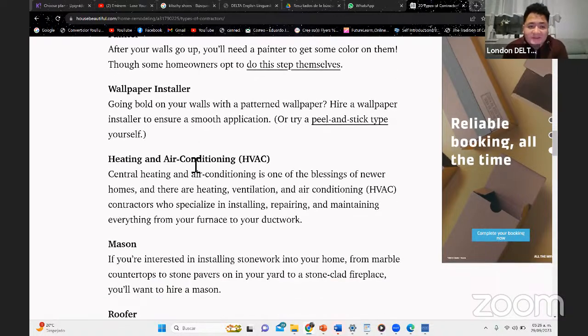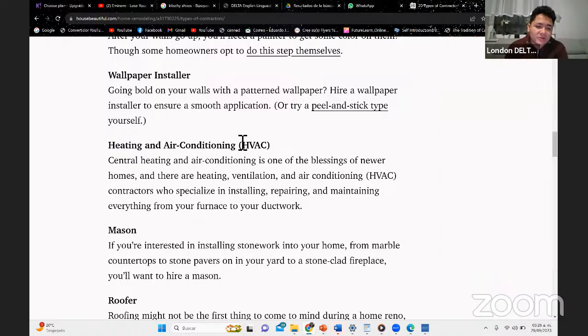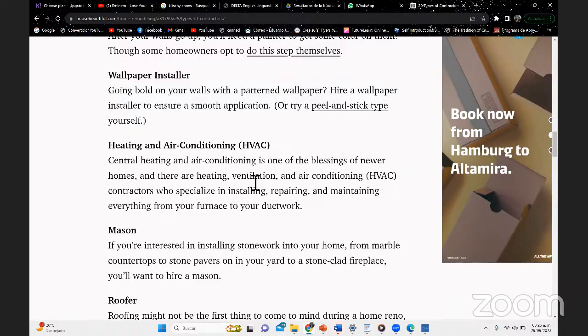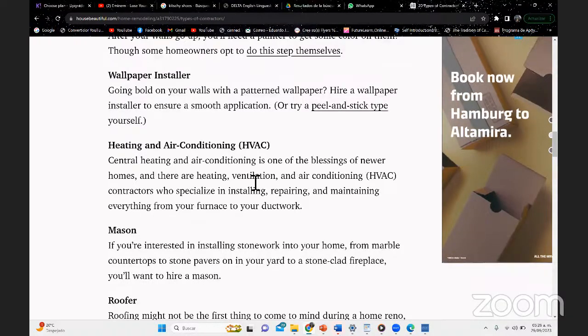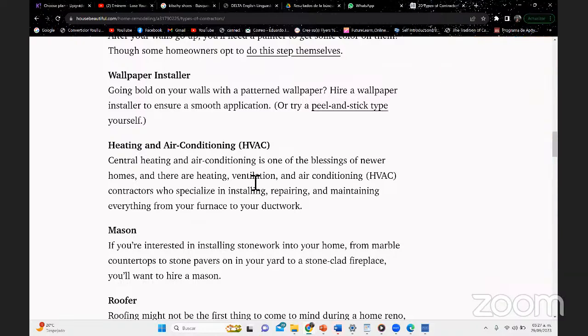Okay, the next one, it says the heating and air conditioning. Please, Cesar, can you read the information about this? Heating and air conditioning. Central heating and air conditioning is one of the blessings of newer homes. And there are heating, ventilation, and air conditioning contractors who specialize in installing, repairing, and maintaining everything from your furnace to your ductwork.